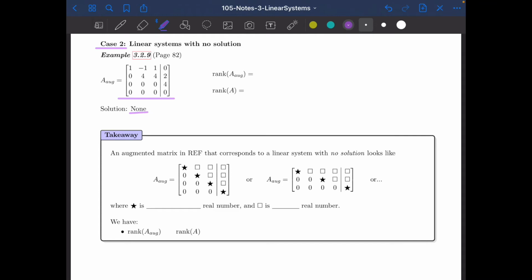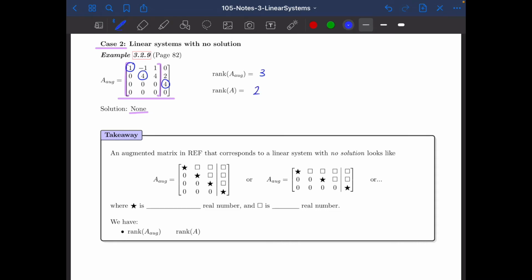What is the rank of the augmented matrix in this case? Well, how many leading entries do we have? 1, 2, 3. 3 leading entries. What is the rank of the coefficient matrix? That's the smaller matrix that doesn't contain the column of constants. The rank of that matrix is actually 2 in this case.